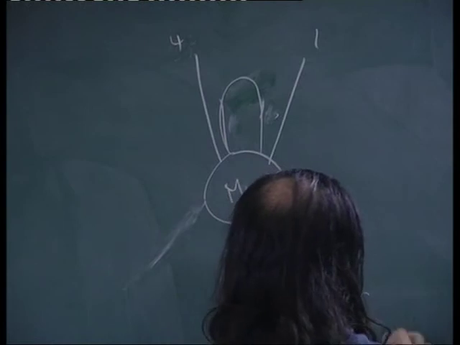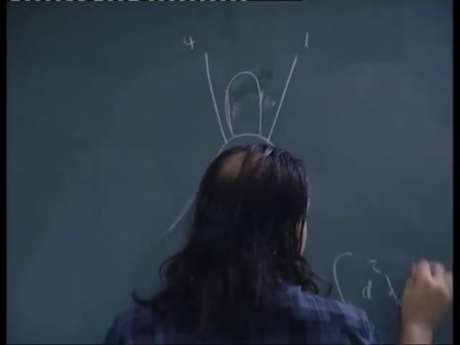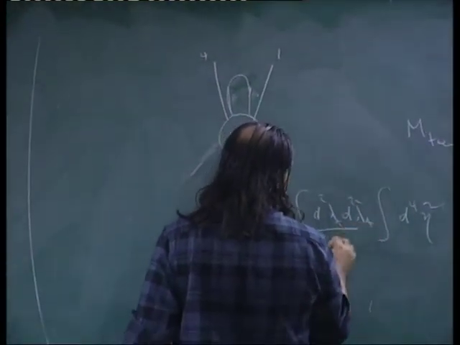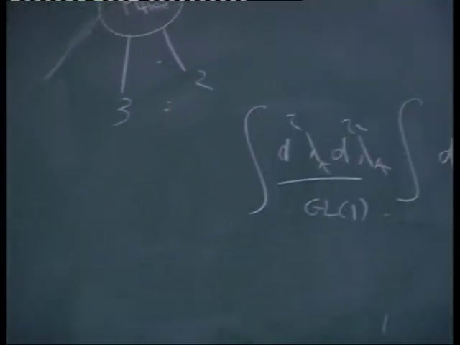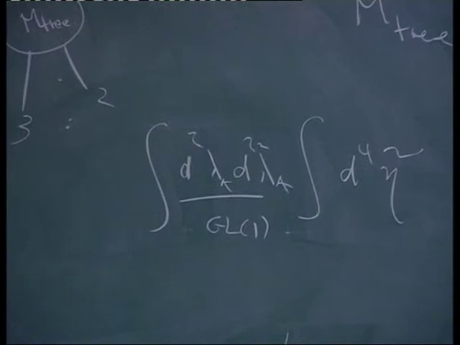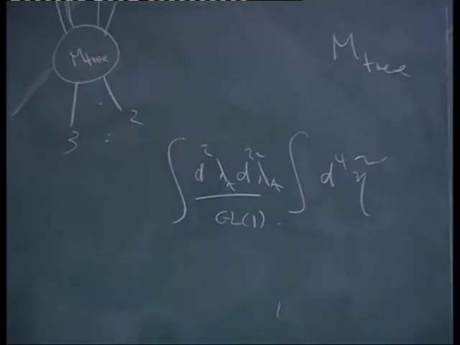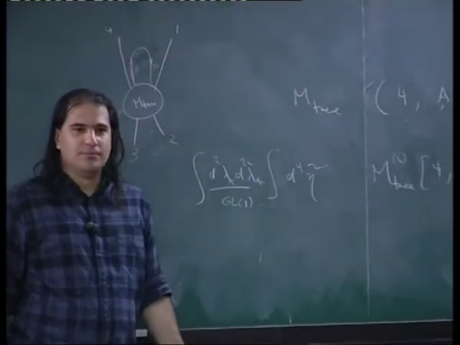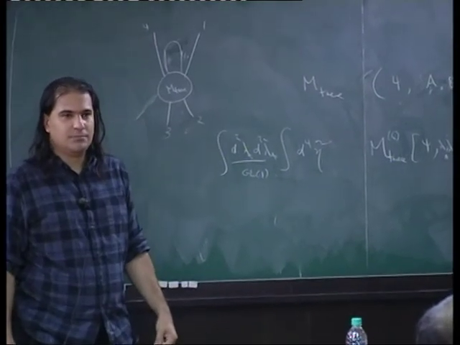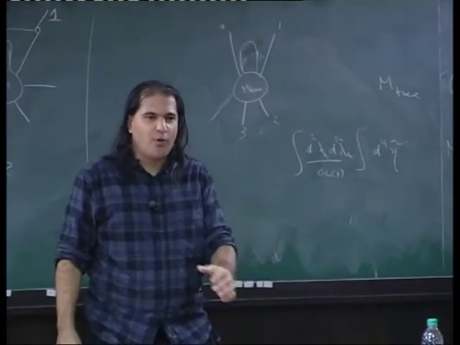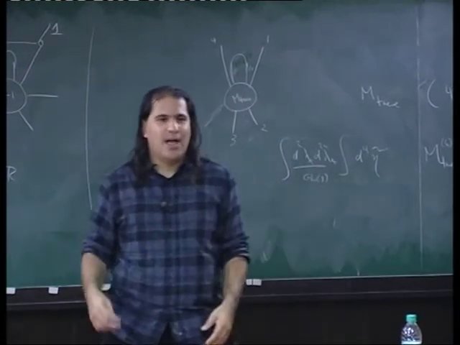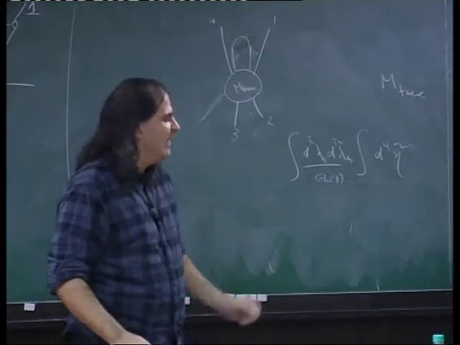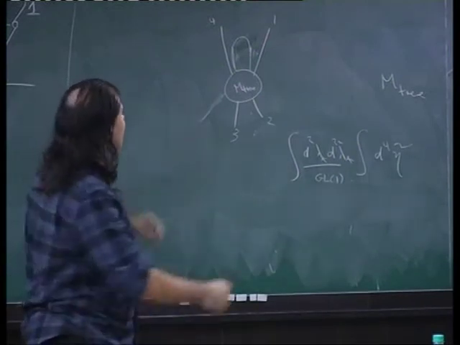So I'm doing the integral d squared lambda a, d squared lambda tilde a over GL1. Right? Now this thing is manifestly an on-shell object, completely manifestly an on-shell object. It's a three-dimensional integral. A loop integral is a four-dimensional integral, not a three-dimensional integral. Let's forget about virtual and virtual. Let's just dumbly count how many integration variables there are. This is a three-dimensional integral, but I'm not done yet.